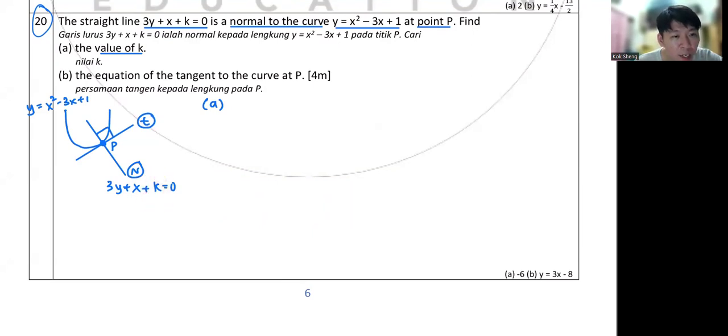So to find k, k is in the normal equation here, and k is not the gradient. To find k, we need to sub in the x and y, which means we need 1 point. The only point we have is point P. We need to find point P first, then we can sub in x, y here to find k. This way of finding point P is the same as just now in number 18.